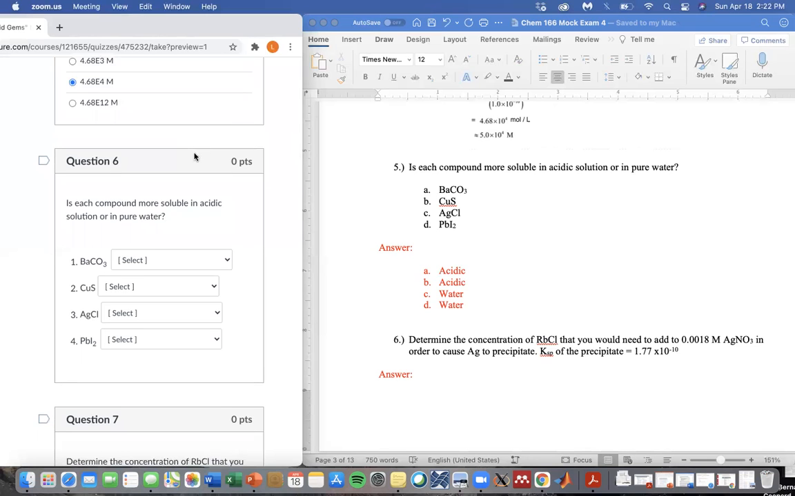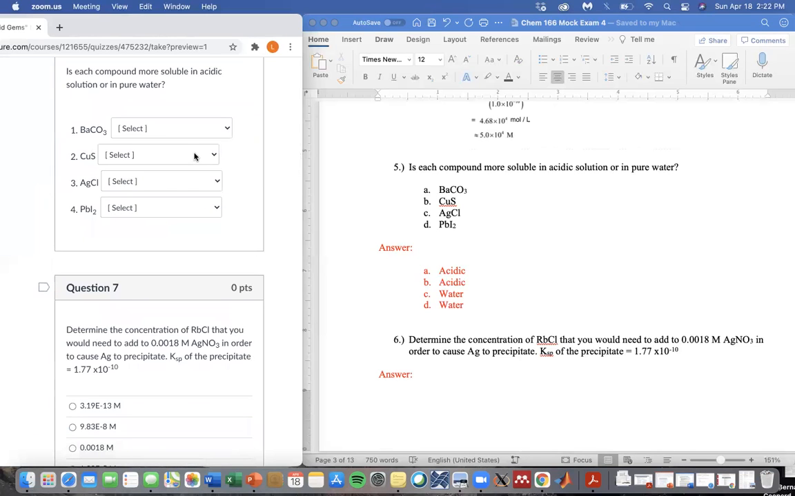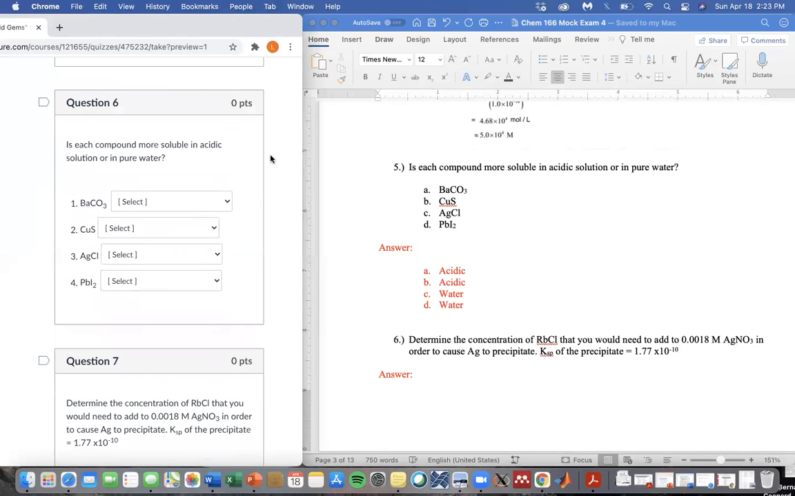No, it makes sense to me. Okay. Wait, so if it's basic, then wouldn't it just be safe to say it would do better in an acidic solution?